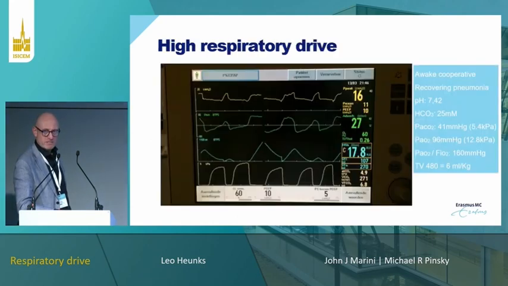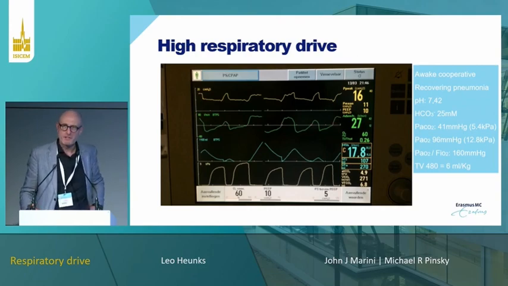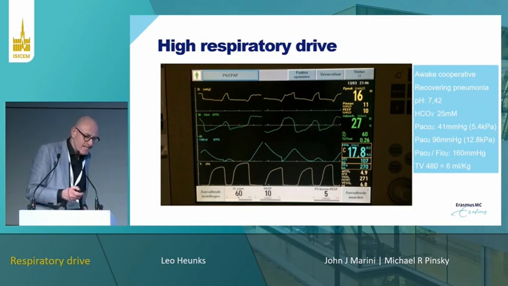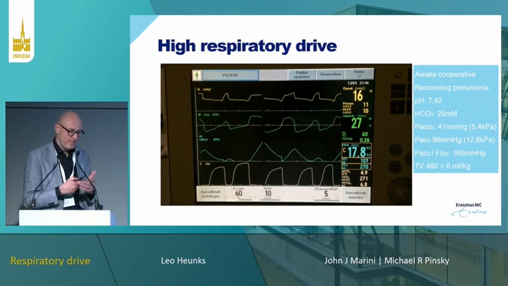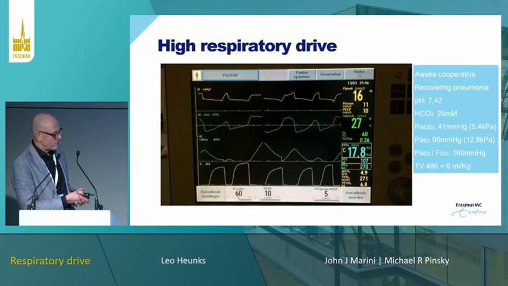Let me just start with this case. This is a male that was in our ICU recovering from pneumonia. At that time, pH 7.42, bicarbonate 25, CO2 41, PO2 96, and tidal volume for him should be around 480 ml. And look right here at his tidal volumes. 10 of PEEP, 0.6 of FiO2, and 5 of pressure support.